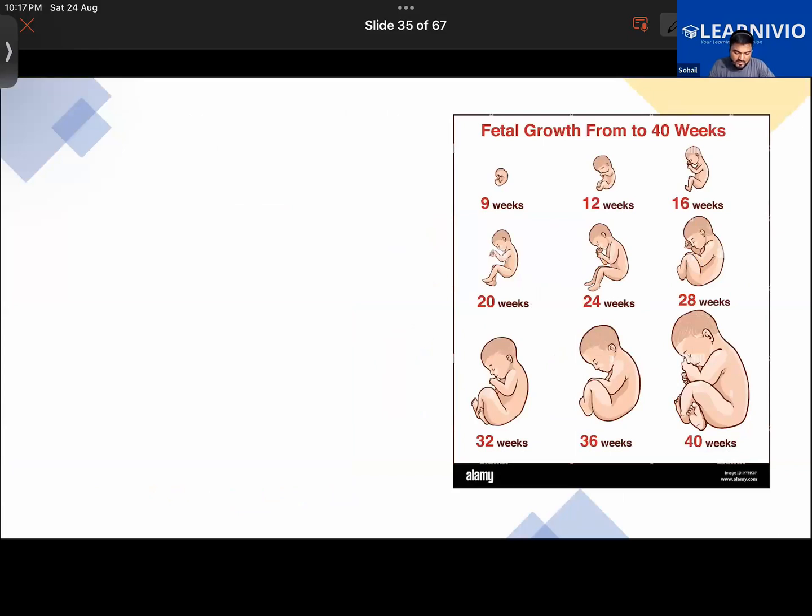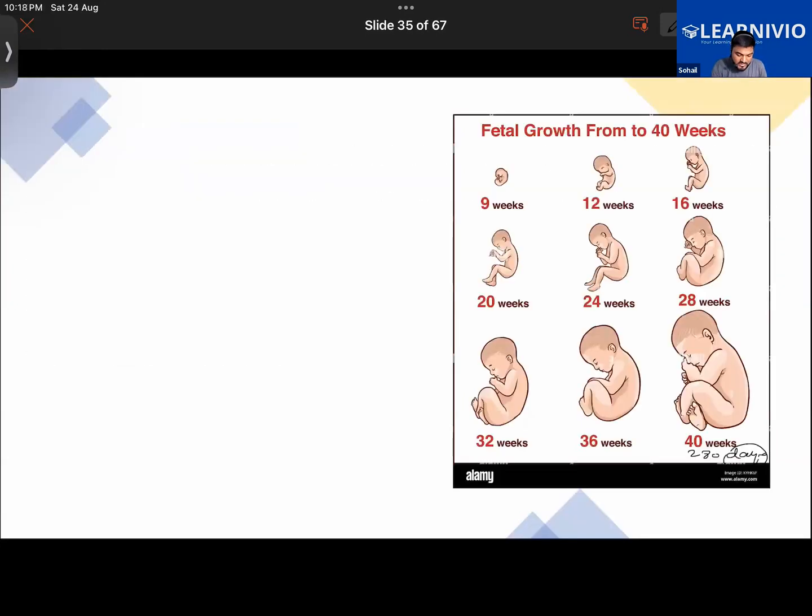And all of you have a look at this, the growth of the fetus from the 9-week to the 40-week. This is a 9-week-old fetus. This is how it looks. And this is a 40-week-old fetus. 40 weeks, that is about 280 days, right? So now the complete growth of the baby has taken place. Hope you guys have understood the development.